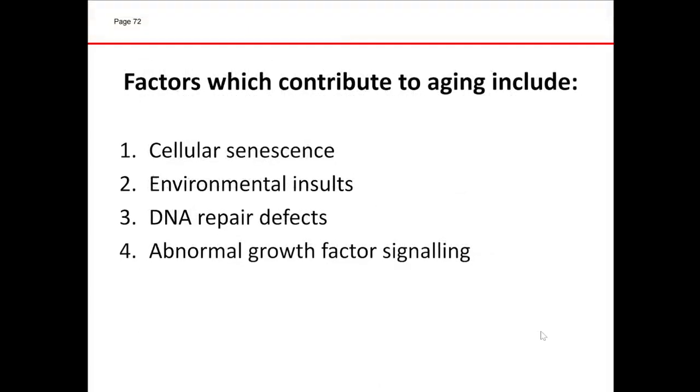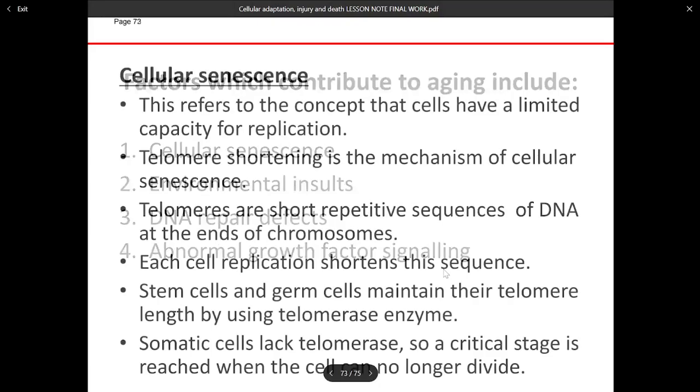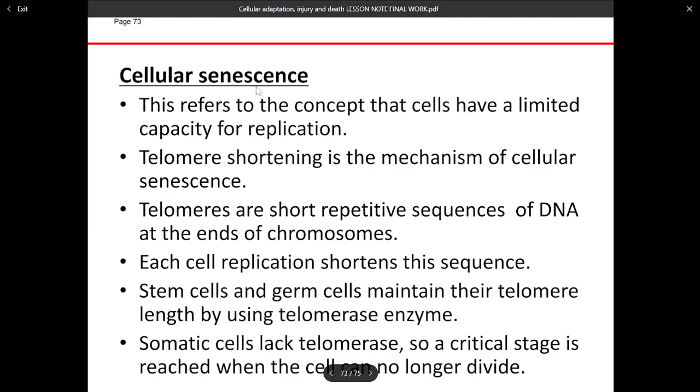Factors which contribute to aging include cellular senescence, environmental insults, DNA repair defects, and abnormal growth factor signaling. Cellular senescence refers to the concept that cells have a limited capacity for replication. Telomere shortening is a mechanism of cellular senescence.